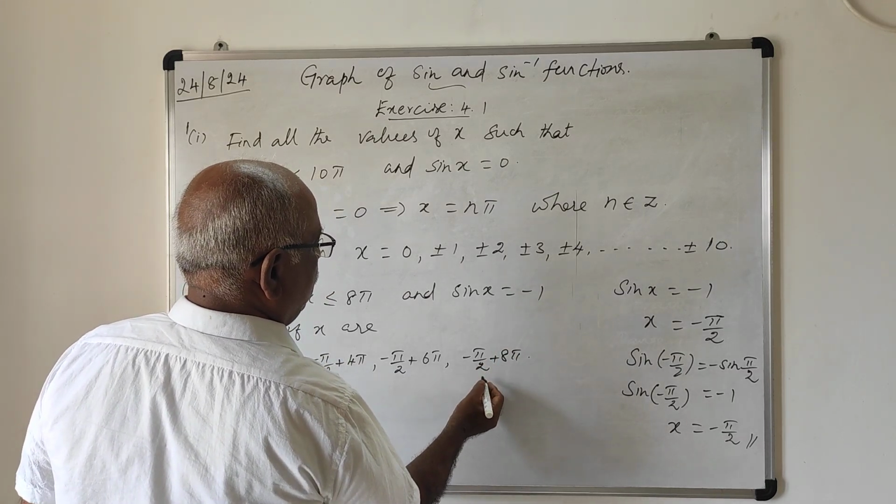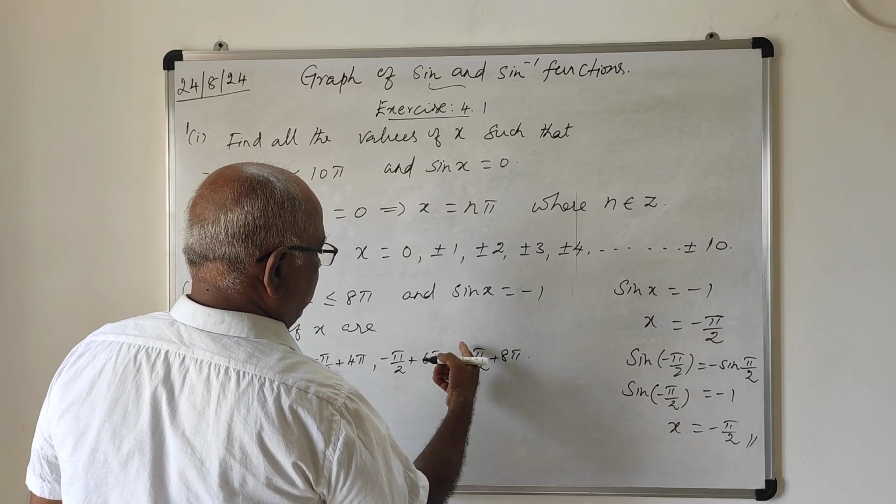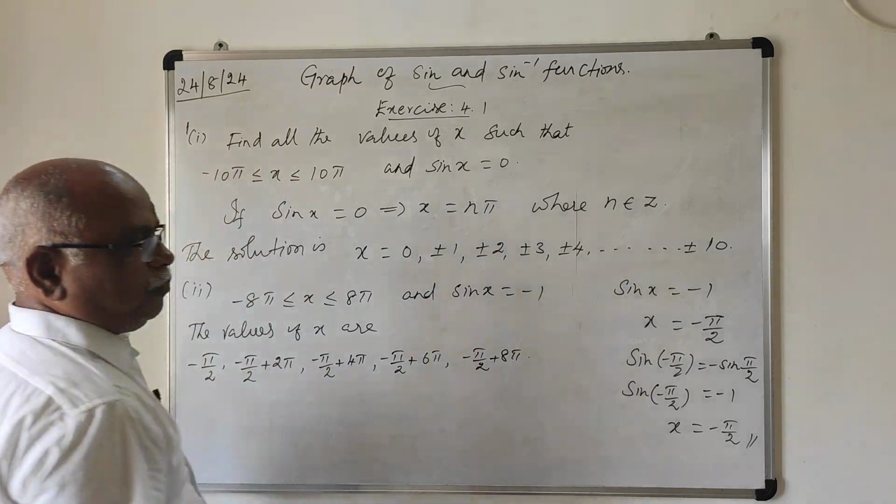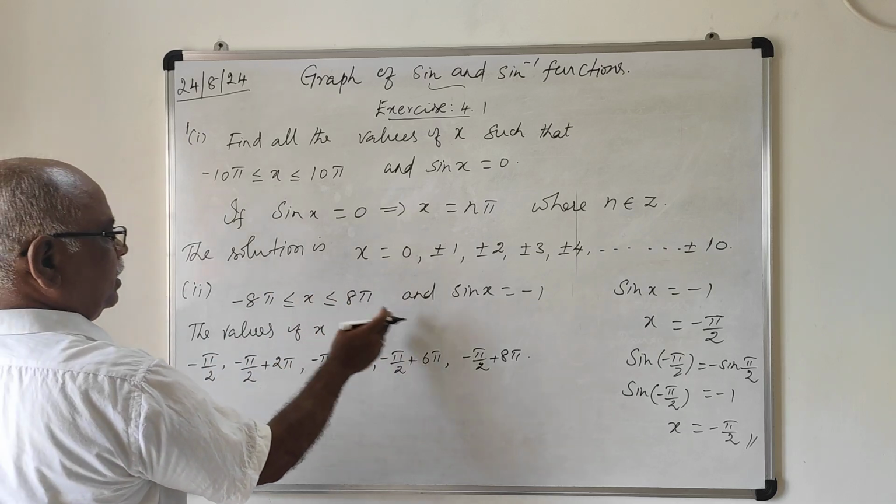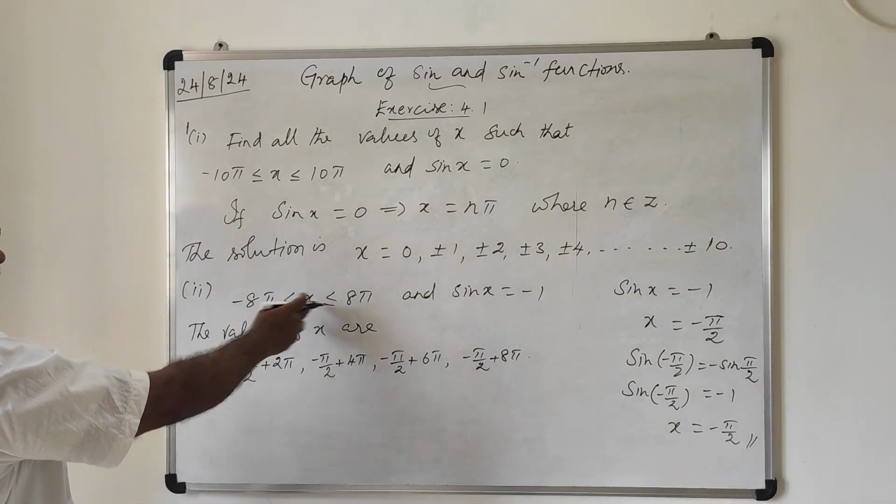Plus 8 pi we have, because 8 twos are 16, 16 minus 1 is 15 pi by 2. It lies in the interval minus 8 pi to 8 pi. Up to these values, they lie between this interval.